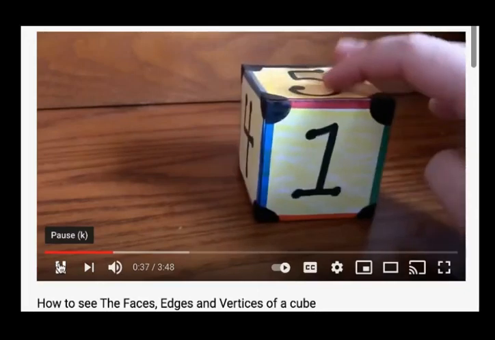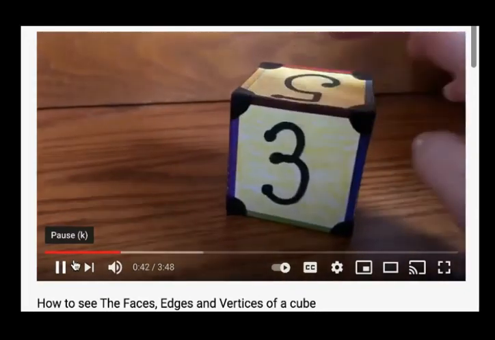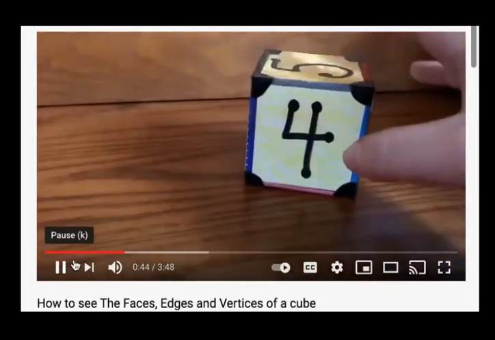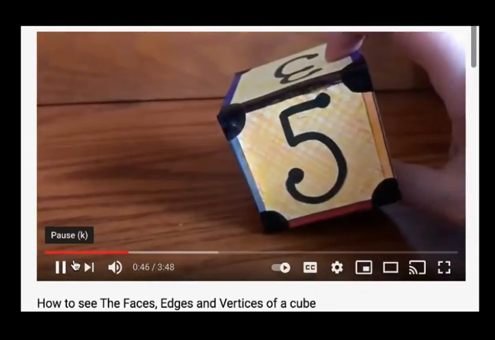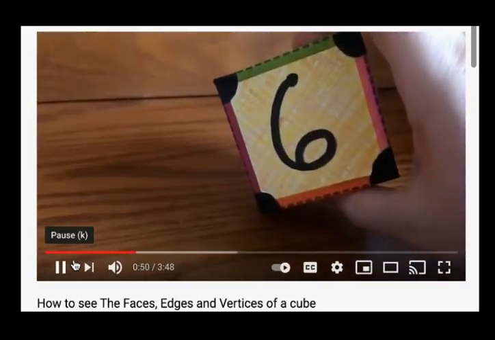Counting the faces, okay? So 1, 2, 3, 4, top, 5, and bottom, 6.